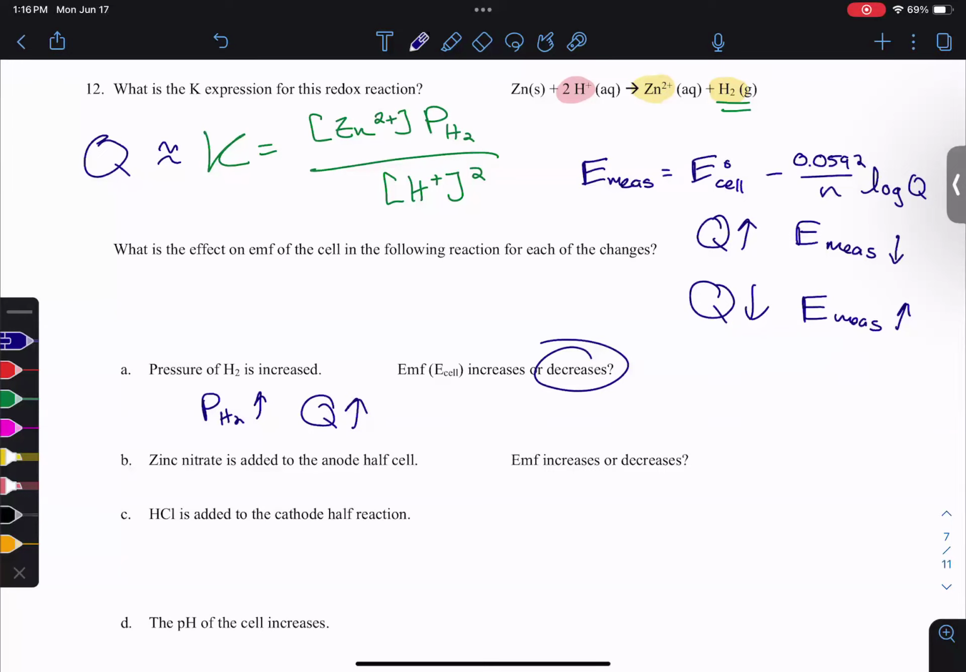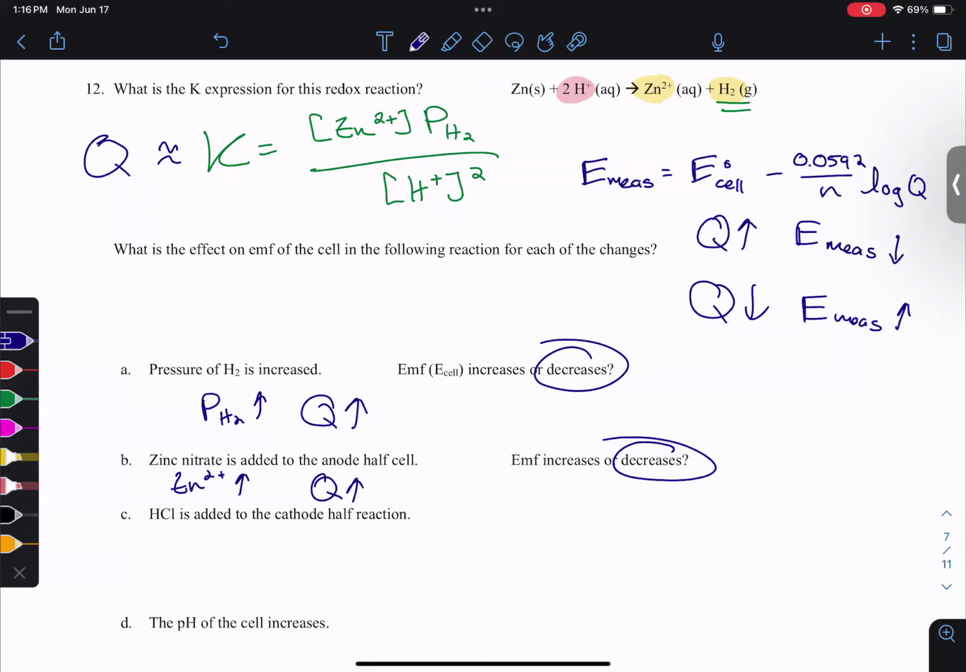I always like to think if you pack the reaction with lots of reactants, lots of voltage, good. If you pack the reaction with tons of products, bad, right? The products are like what's spent. So then that lowers your cell potential. So here, what if we add zinc nitrate to the reaction? Zinc nitrate, that's a source of zinc 2+. So zinc 2+ concentration increases. So Q also increases. So here's another example where EMF decreases, because we're adding a product.